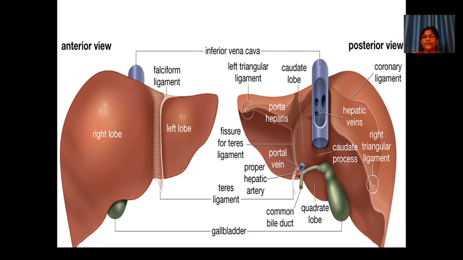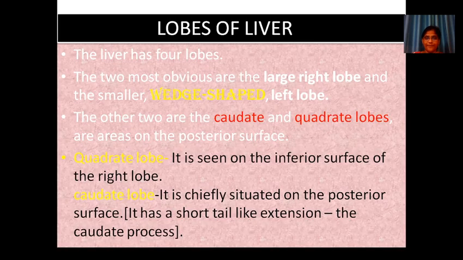In the posterior view of the liver, there are ligaments. What ligaments are there? The right triangular ligament, left triangular ligament, falciform ligament, and ligamentum teres. All these ligaments support the liver in position and give attachment to the diaphragm.